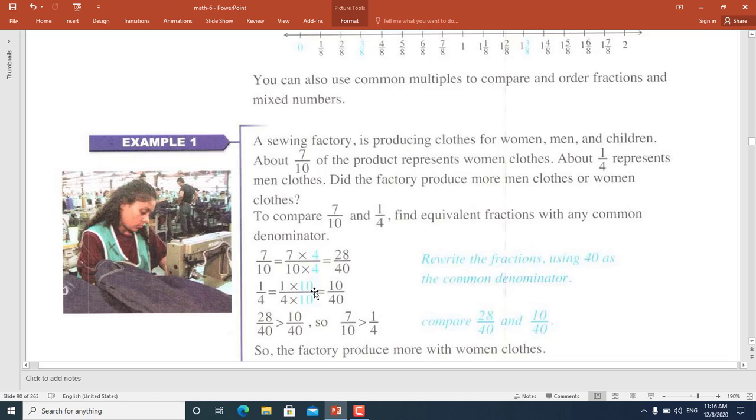And this 4, to make 40, we multiply by 10. 4 times 10 is 40. Also we multiply the numerator by 10. 1 times 10 is 10. Now we have two equivalent fractions, 28 over 40 and 10 over 40. Which one is greater? They have the same denominator, so we just look at the numerators. 28 is greater than 10. That means 28 over 40 is the greater fraction.